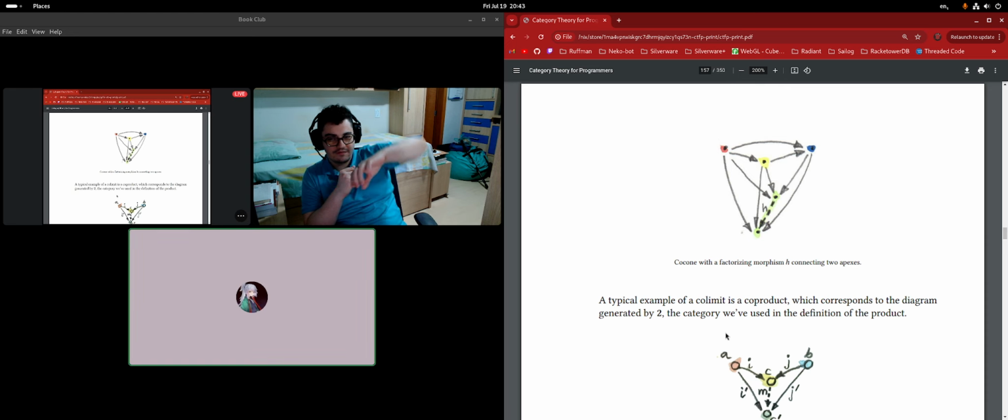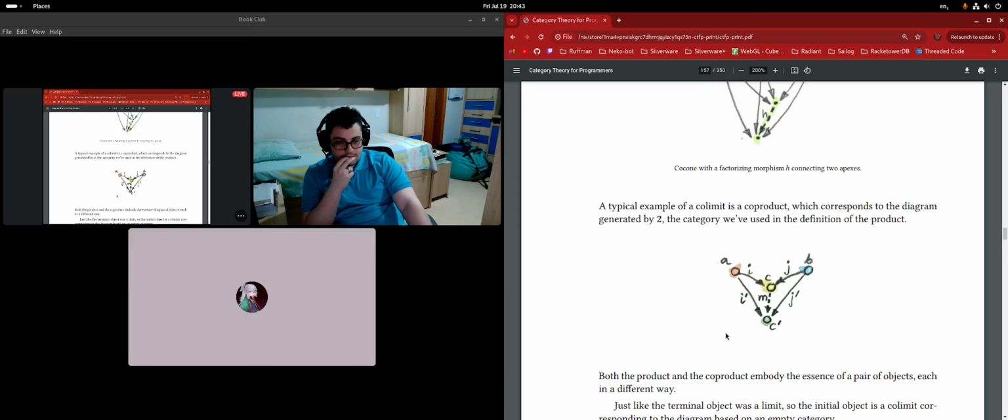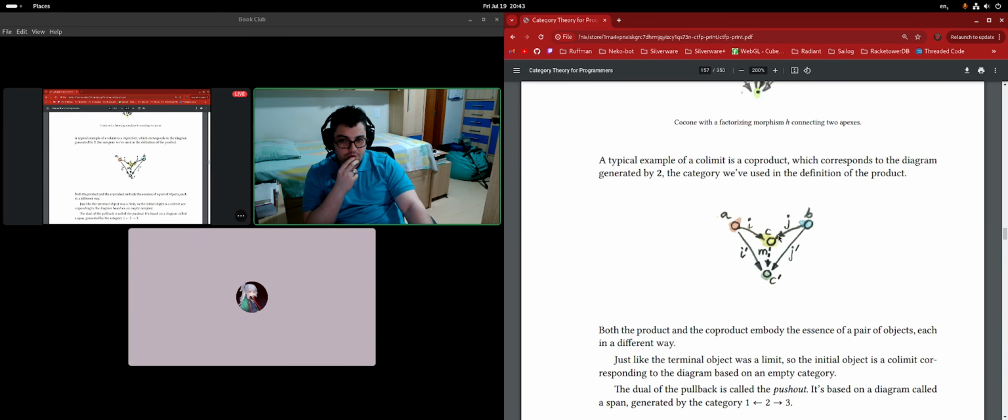Yeah, you just take the normal diagram of a cone, and you just flip all the arrows, and then for visual symmetry, I guess, you also turn it upside down. Yeah, it's basically rotation on top of the product, the co-product. Cool.